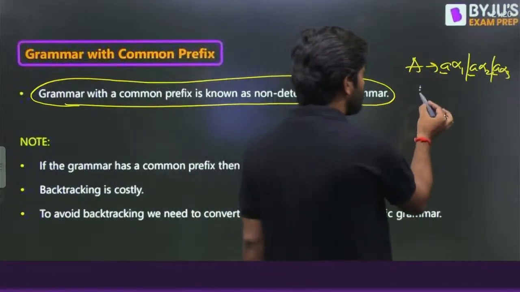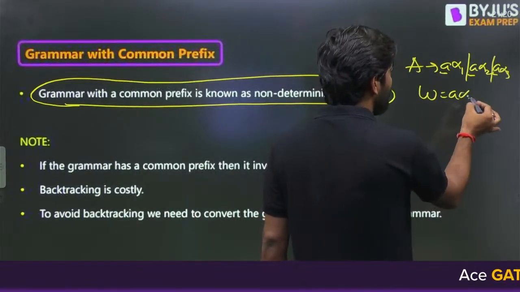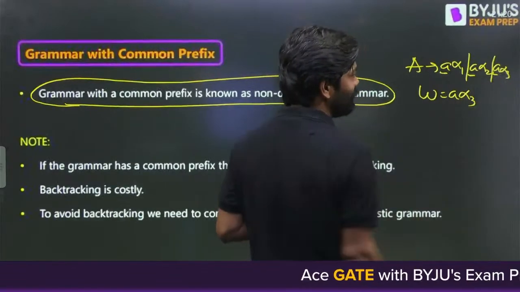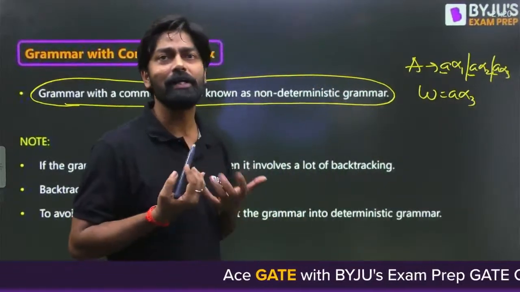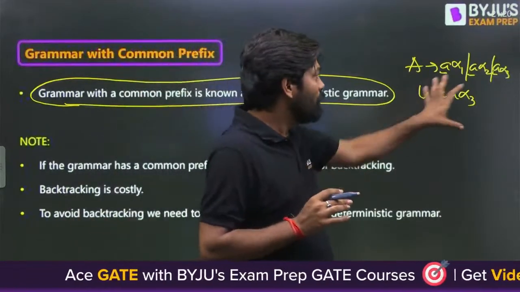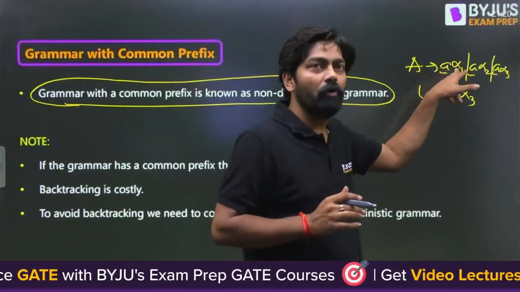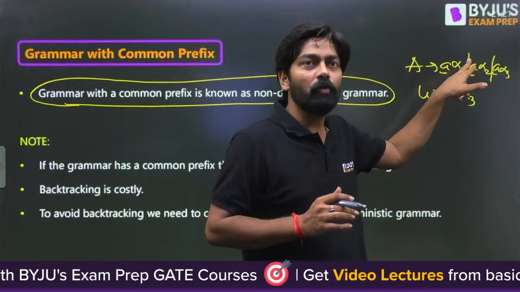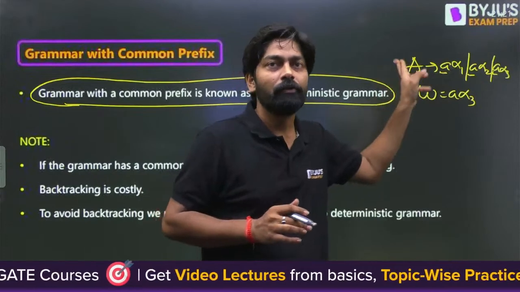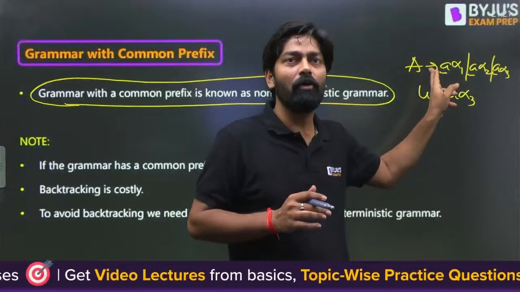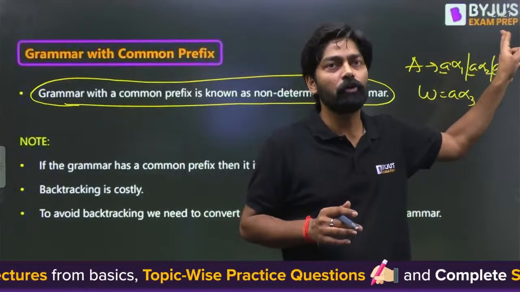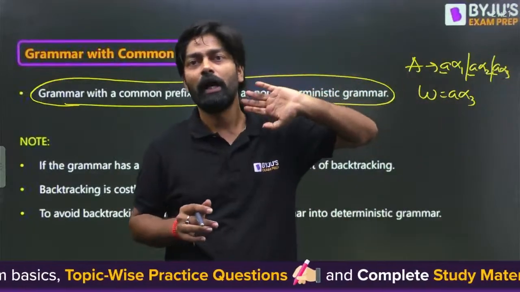See clearly, if I want to generate W equal to A alpha 3, as a human being, you know this production will give the right answer. But the parser is not intelligent enough. The parser is not that intelligent. What will it do? First it picks a production. A goes to A. It will match. Now it will go for alpha 1. It is not matching. Backtrack. Choose another production. Then A goes to A, alpha 2. Not matching. Backtrack. Then A goes to A alpha 3. Finally, it will match. Are you getting my point?